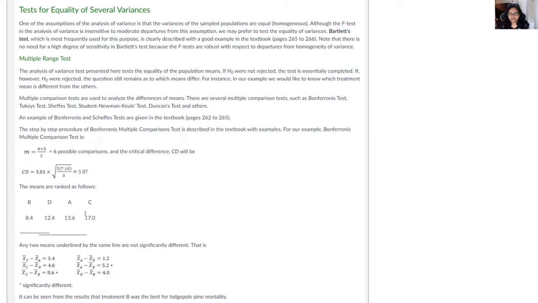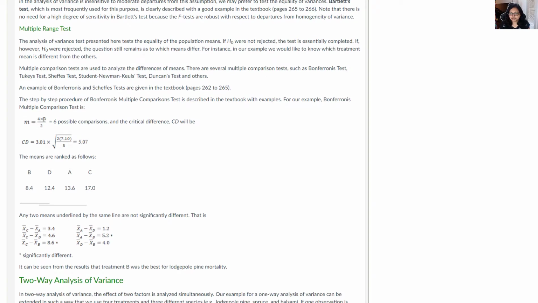So what we learned is how we can perform the test for equality of several variances, and how we can find which pair of means are different. Okay, that's it for now.